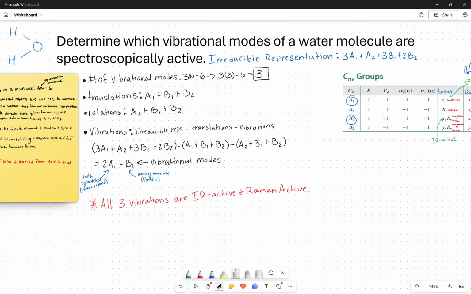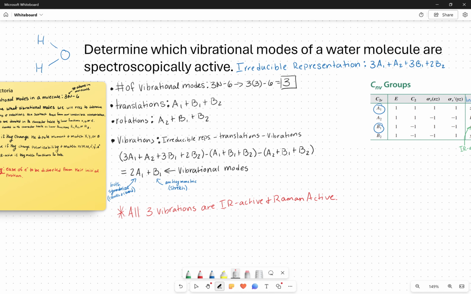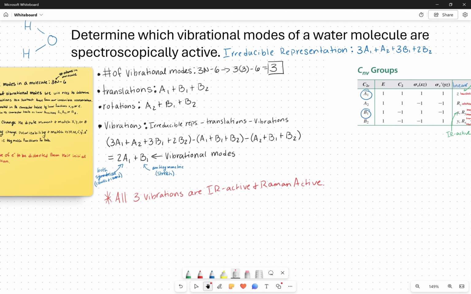So this question is asking us to determine which vibrational modes of a water molecule are spectroscopically active. Right here we have our water molecule, H2O, and we need a couple things to determine this. First, we need our irreducible representation, which has already been determined and is listed right here. And then we need our character table, again from Appendix C in the textbook. And we know it's this C2v group character table because C2v is our point group.